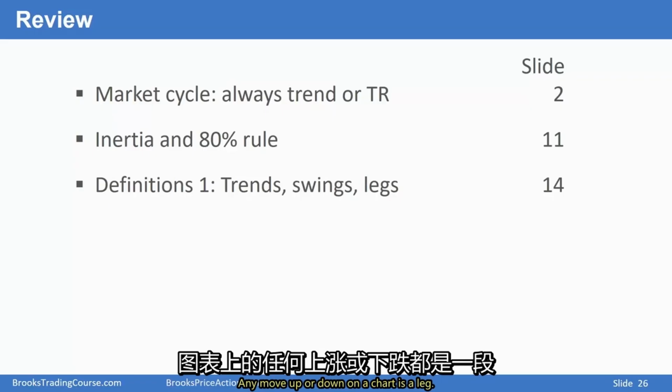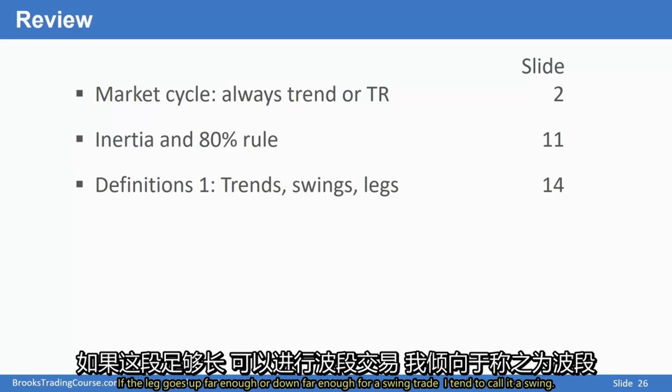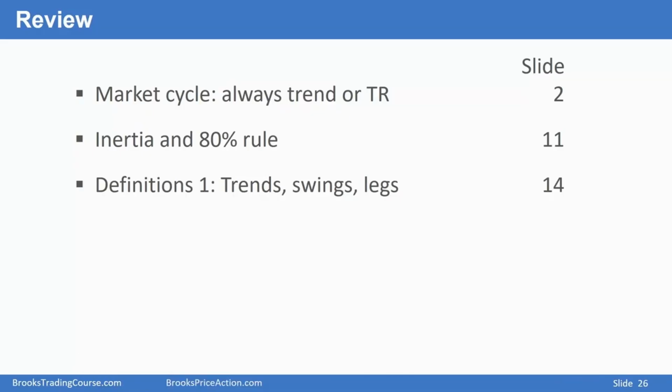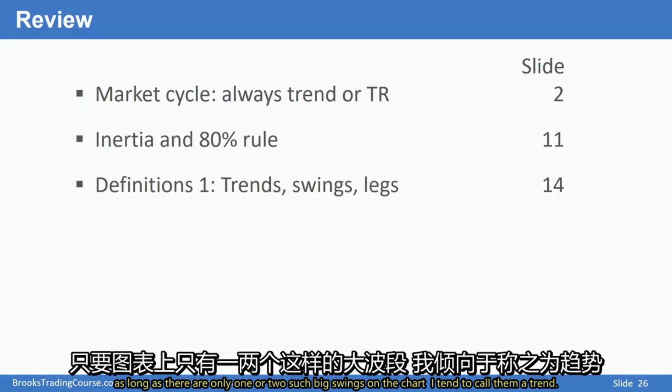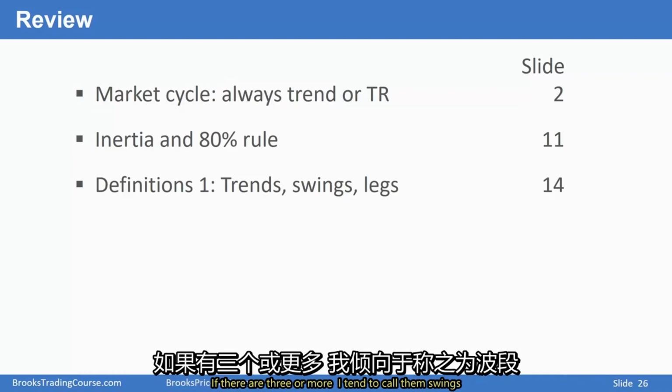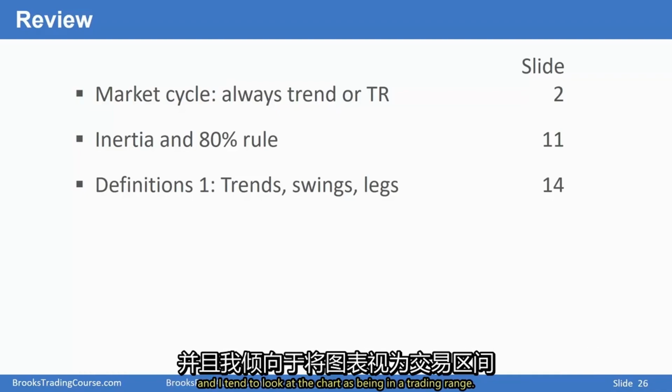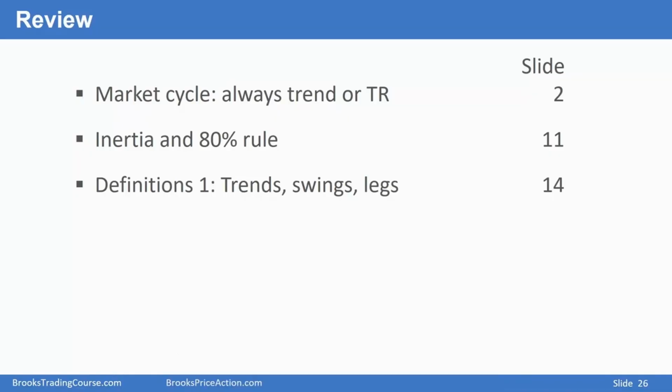Any move up or down on a chart is a leg. If the leg goes up far enough or down far enough for a swing trade, I tend to call it a swing. And if there's clearly a strong trend breaking out far beyond the bars to the left, as long as there are only one or two such big swings on the chart, I tend to call it a trend. If there are three or more, I tend to call them swings, and I tend to look at the chart as being in a trading range.